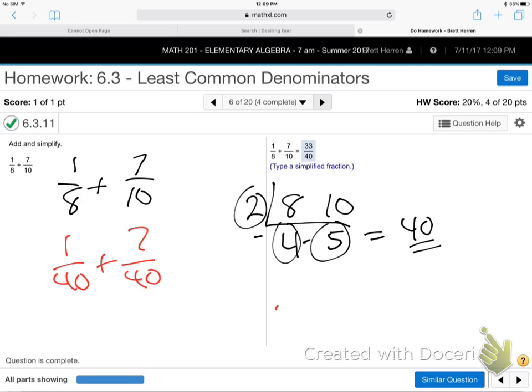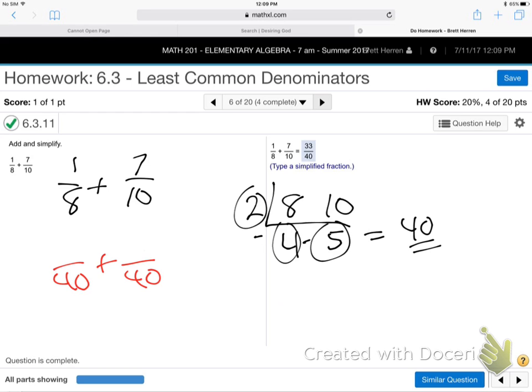We can't change the fraction, right? 1/8 is not the same as 1/40. If I ate 1/8 of the pie, versus I ate 1/40 of the pie, that's a different amount of pie. We can't change the fraction. We can only make it look different, right? Plastic surgery, remove the wrinkles, same person.